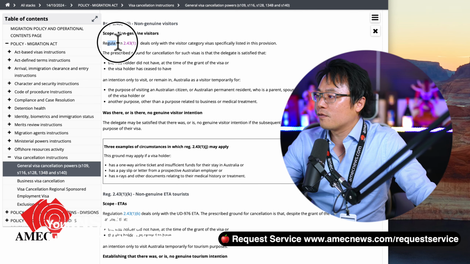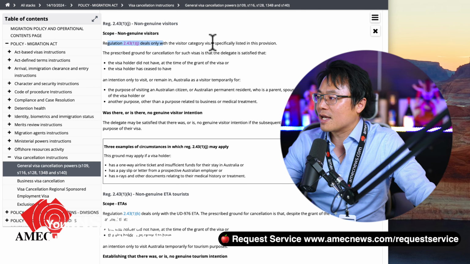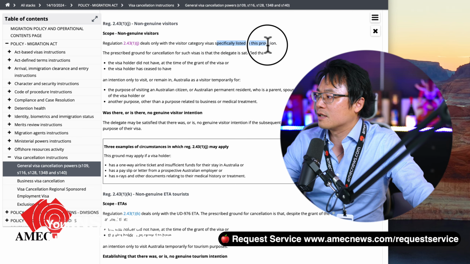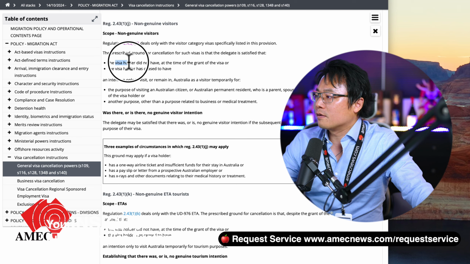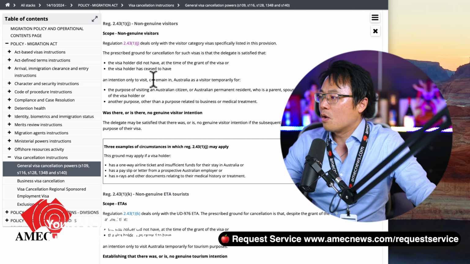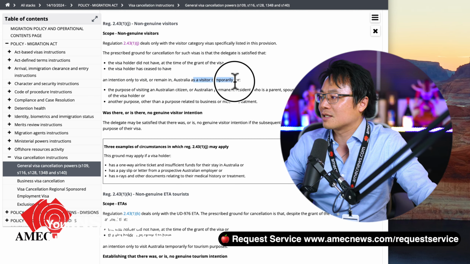So under regulation 2.43(1)(j), it deals with the visitor category visas and specifically lists this provision: the holder did not, at the time of the grant of the visa, have an intention to visit or remain in Australia temporarily as a visitor.